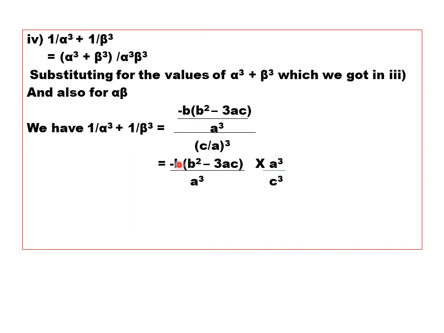Which is equal to minus b into b squared minus 3ac divided by a cube into c by a the whole cube, which will become a cube by c cube. This a cube and this a cube will get cancelled. So we have the value as minus b into b squared minus 3ac whole divided by c cube. So we have got the value of 1 by alpha cube plus 1 by beta cube as minus b into b squared minus 3ac by c cube.